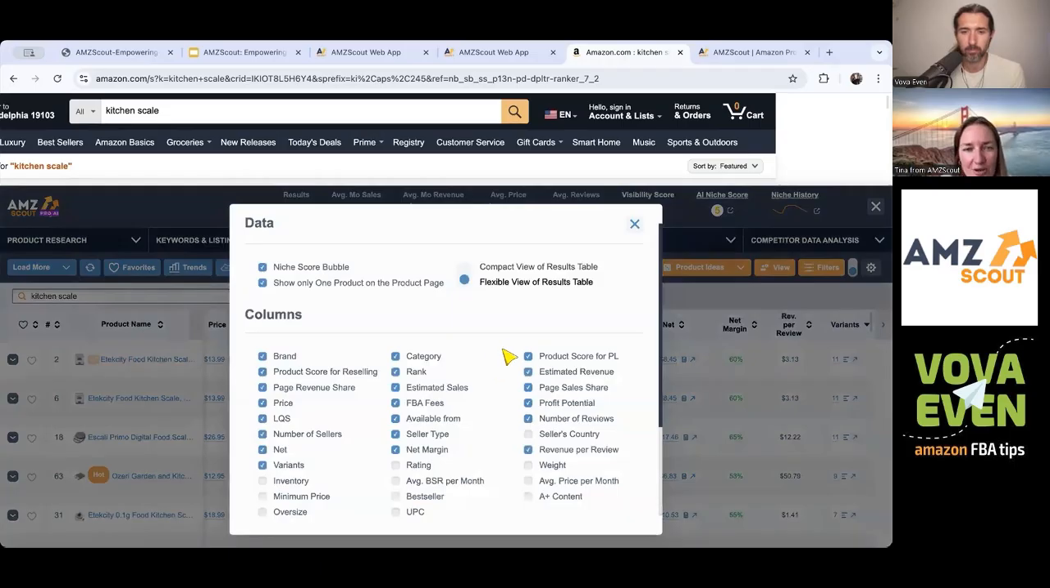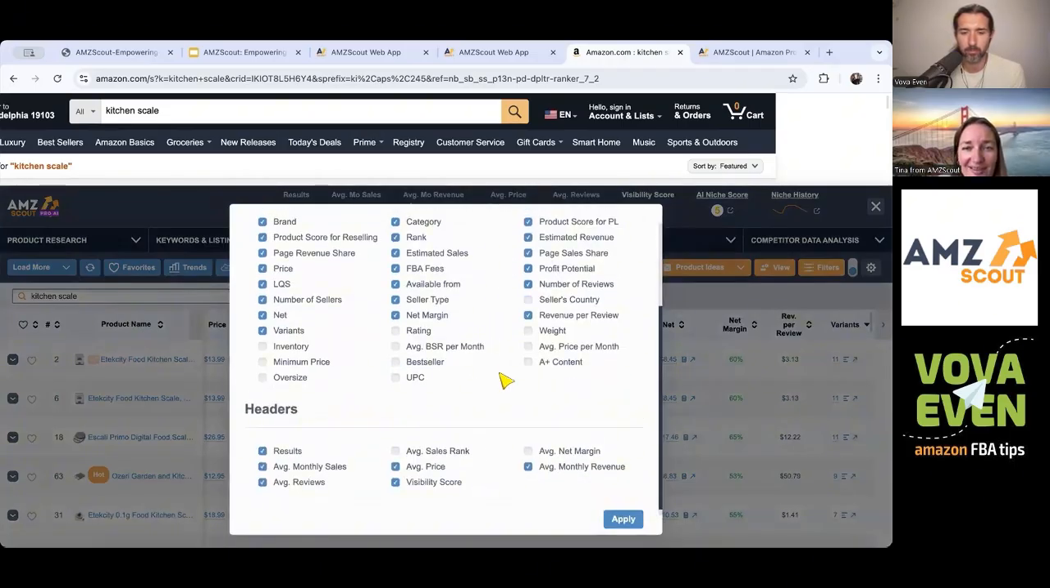Those are not the data columns that are there. You can also apply the seller's country, the rating of the product, the weight. I would not do that right now because I'll have a lot of columns. The inventory, minimum price it has for the last 30 days, which can be interesting, especially for flipping or arbitrage from Amazon, because sometimes if the minimum price is much lower than the current price, it means that you can buy that product and then resell it somewhere else.